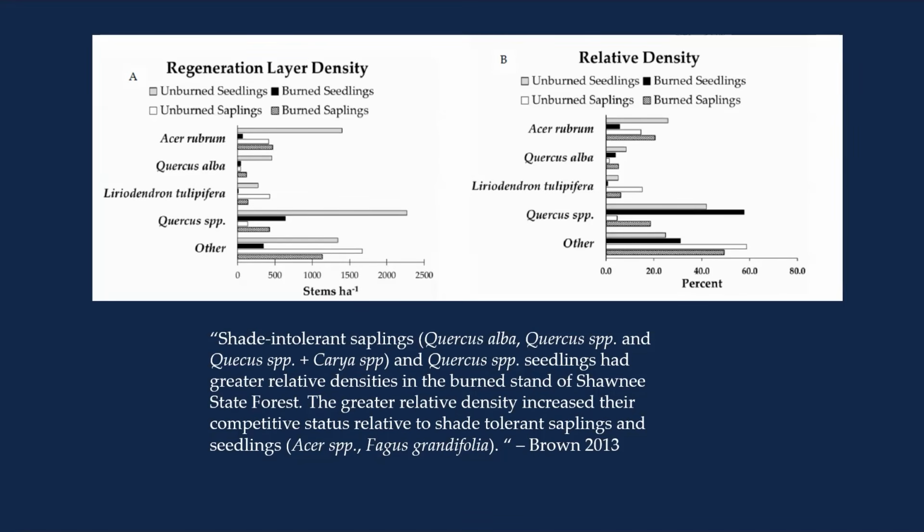So while you still see a reduction in the density of seedlings right after a burn, they are often in a better competitive situation. On the right is the relative density. You can see the burned, which is the black and the hatched for the oaks. The relative density of those is much higher. Even though the actual number of stems is lower, there are more oaks surviving than everything else. So it puts them in a better competitive environment after a burn.